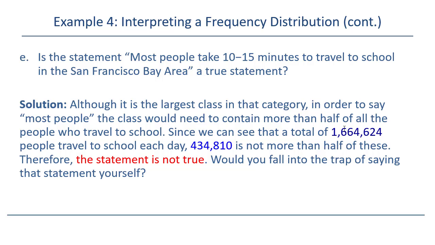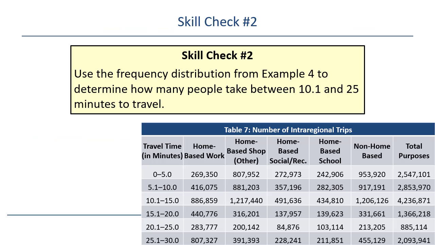And if you look at the totals and take half of that, it's nowhere close to what was in this category. So that statement would not be true. All right, let's try a skill check, right? Use the distribution to determine how many people actually do take between 10.1 and 25 minutes. Well, you would have to add up the numbers from this one, and this one. All right, so take a second and do that. Did you get that number?